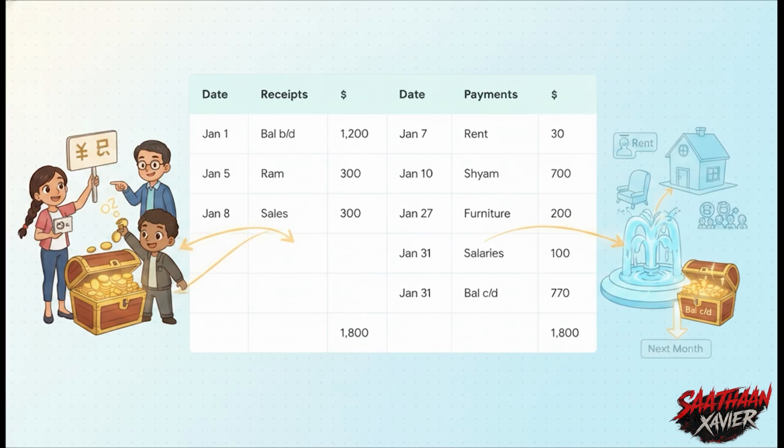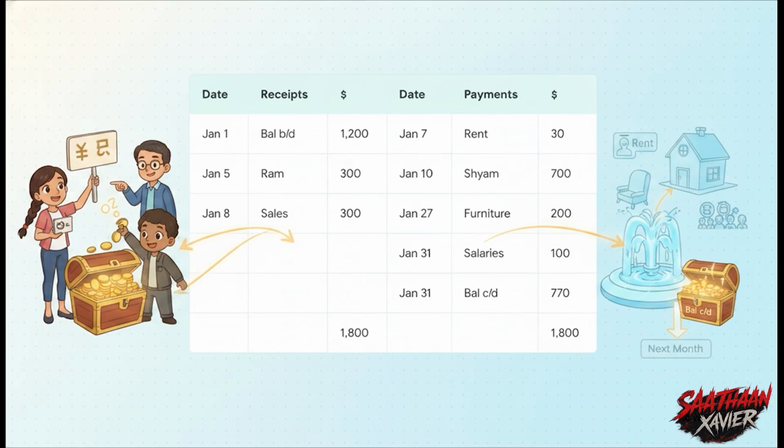We start on January 1st with an opening balance of $1,200. Throughout the month, we get receipts from Ram and from sales, which we just add to the left side. Then, on the right side, we record our payments: rent, a payment to Sham, furniture, and salaries. To find our closing balance, it's just simple math.